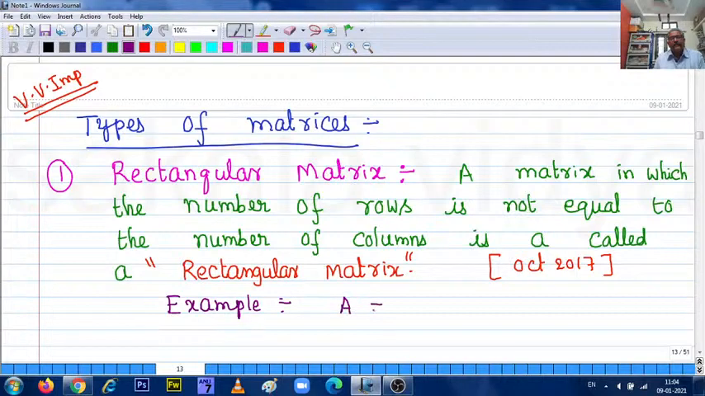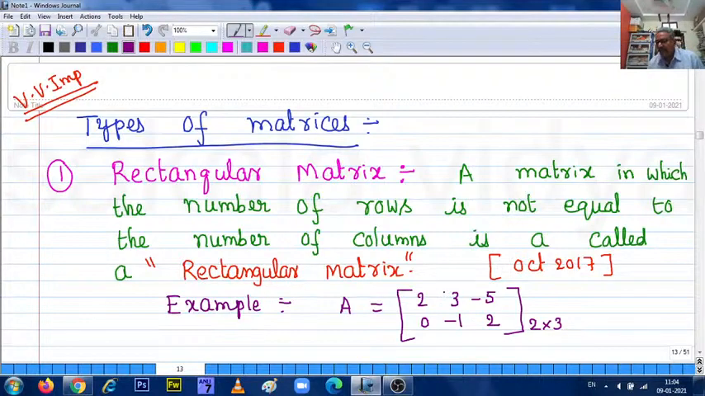A equals 2, 3, minus 5, 0, minus 1, 2. See, how many rows are there? 2 rows. How many columns? 3 columns. 2 is not equal to 3. So the number of rows is not equal to the number of columns. So this type of matrix is called a rectangular matrix. It seems to be in the shape of a rectangle itself, so it is called a rectangular matrix.